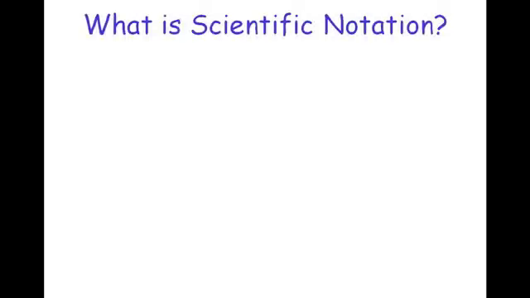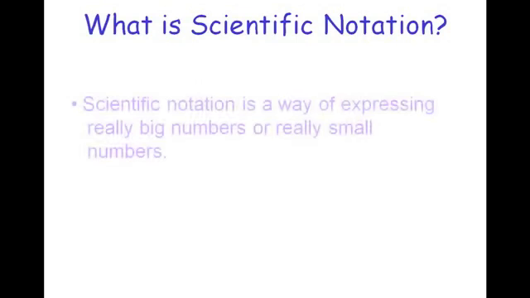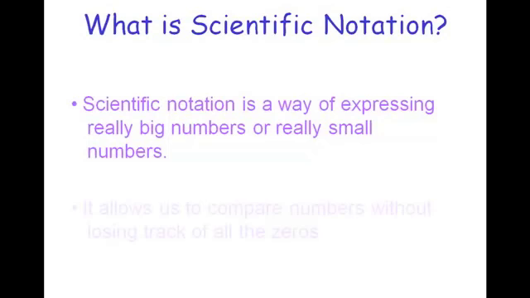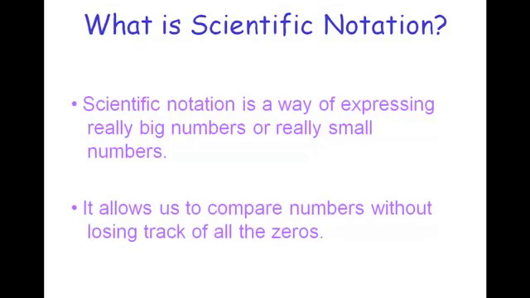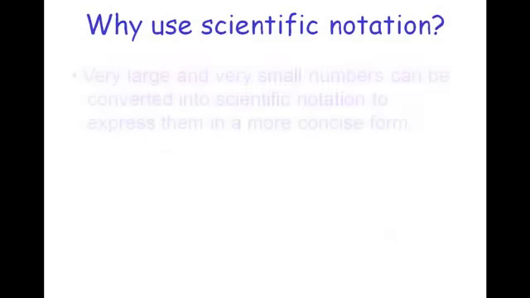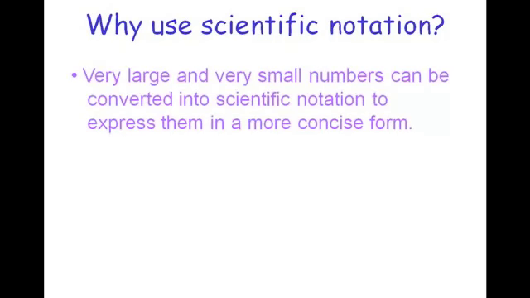So what is scientific notation? Well, scientific notation is an easy way of expressing really, really big numbers or really, really small numbers. And it allows us to compare numbers by making them easy to read without losing track of all the zeros. Very large numbers and very small numbers can be converted into scientific notation to express them in a more concise form.